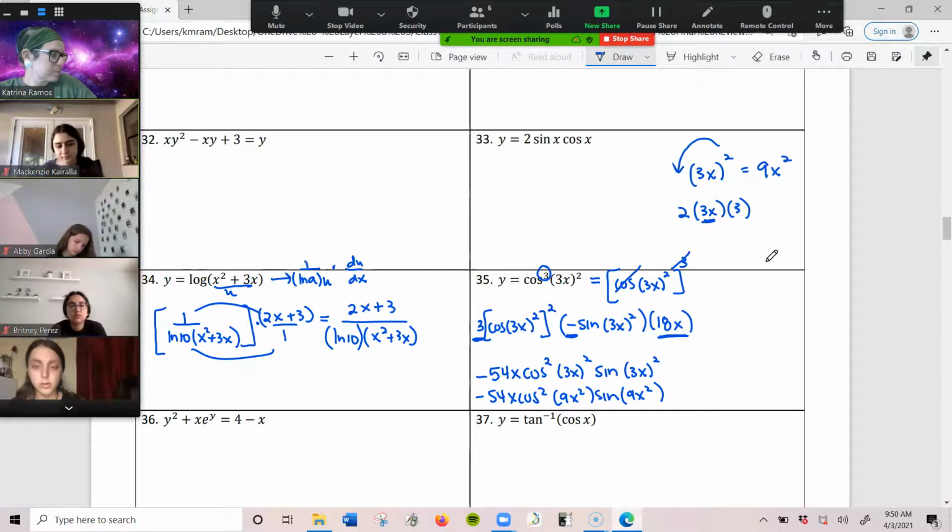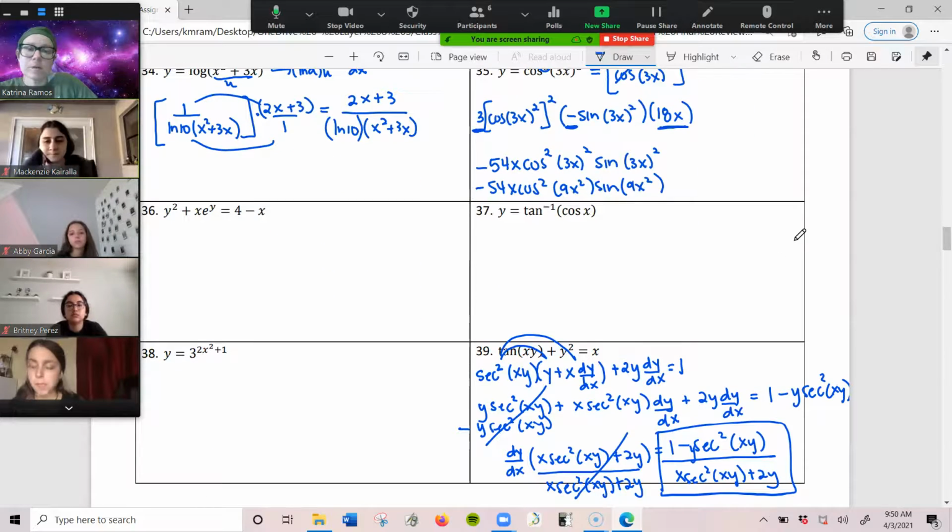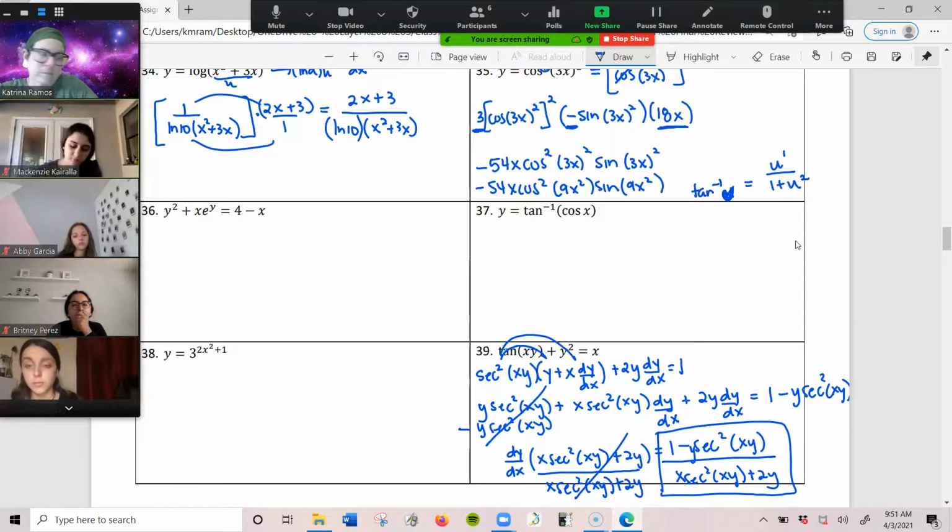Thirty-seven. Yes. Okay, so this is inverse of trig, which I know, again, it's been a long time since we've done these types of derivatives. But the rule for your inverse tangent function, the derivative, well, let's call this u instead because we have a function, is u prime over 1 plus u squared. Yeah? That's, again, something to remember, okay, which those flashcards will come in handy.